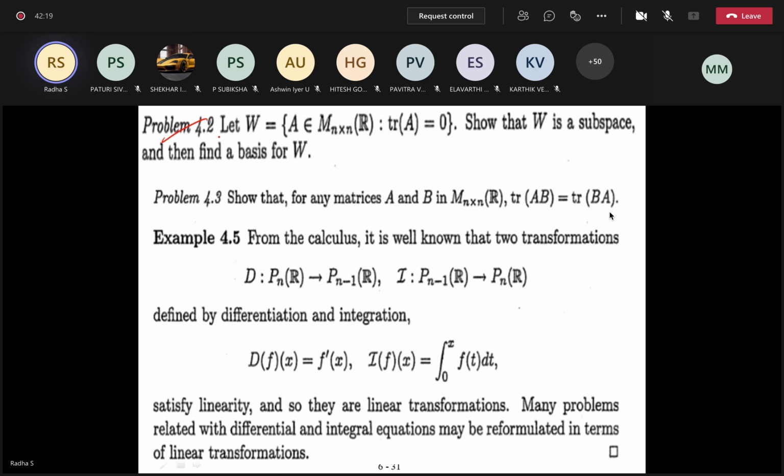Read this question, problem 4. Time is there? Yes, 5 more minutes. Let W be the set of all A in M n cross n over R such that trace of A is 0. We are collecting all matrices whose trace is 0. Show that W is a subspace and then find a basis for W. This type of problem you have seen already. Can you say what will be the dimension of such matrices whose trace is 0?